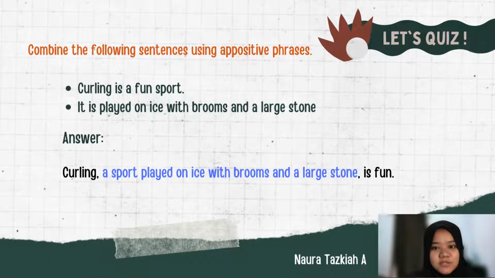Next, number 2, the first sentence is curling is a fun sport, and the second one is it is played on ice with brooms and a large stone. We can combine the two sentences to become curling, a sport played on ice with brooms and a large stone, is fun. A sport is the appositive noun. This appositive noun, along with the modifiers played on ice with brooms and a large stone, forms an appositive phrase.